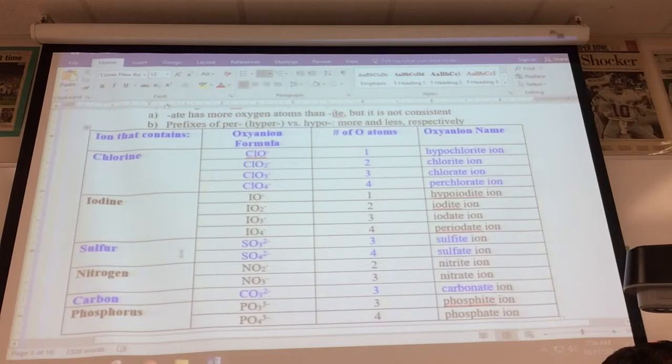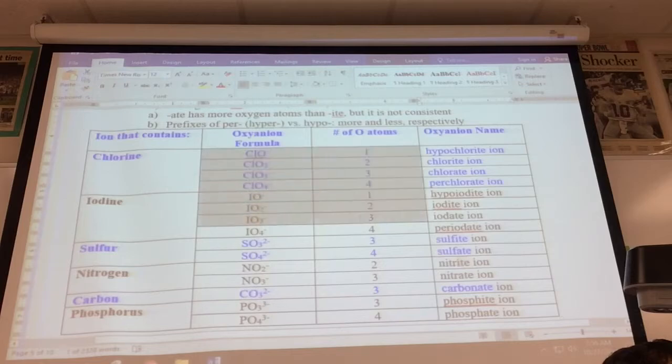For example, I'm going to start right here with sulfur. SO3 2 minus, you have 3 O's. This is sulfite ion. SO4 2 minus, so one more O than what you saw previously, is sulfate. Nitrogen, NO2 minus would be a nitrite ion, so it contains N. It's an oxyanion because it contains O. So in this case, the ite form has 2 O's, and that's why I said there's not consistency here.